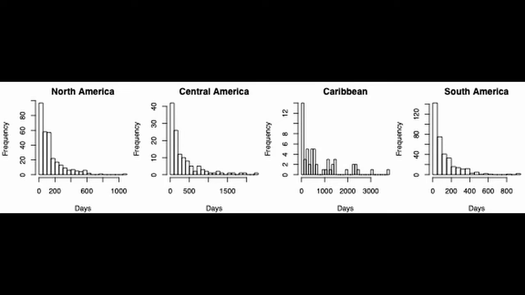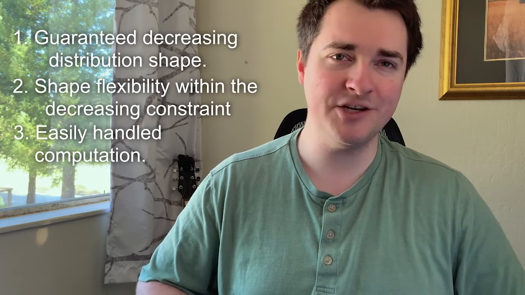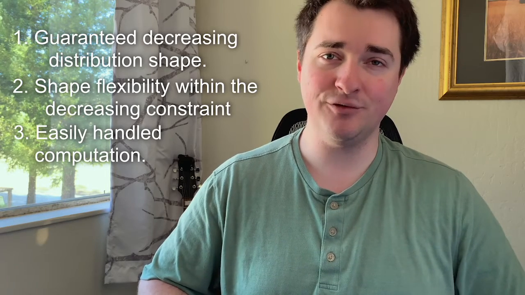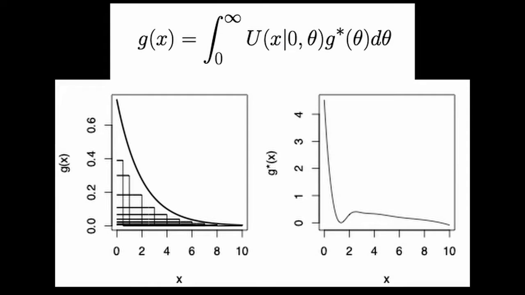So inspired by this earthquake data, the question that we sought to answer was this: can we build a mixture model that is constrained to produce only decreasing shapes and yet is still flexible within that constraint? The answer hinges upon a mathematical result shown here. It says that any decreasing function, say g of x, can be represented as an infinite mixture of uniform or flat distributions, where the weighting is done according to some function g star, such as in this example. In other words, a big enough mixture of uniform blocks can represent any decreasing shape.